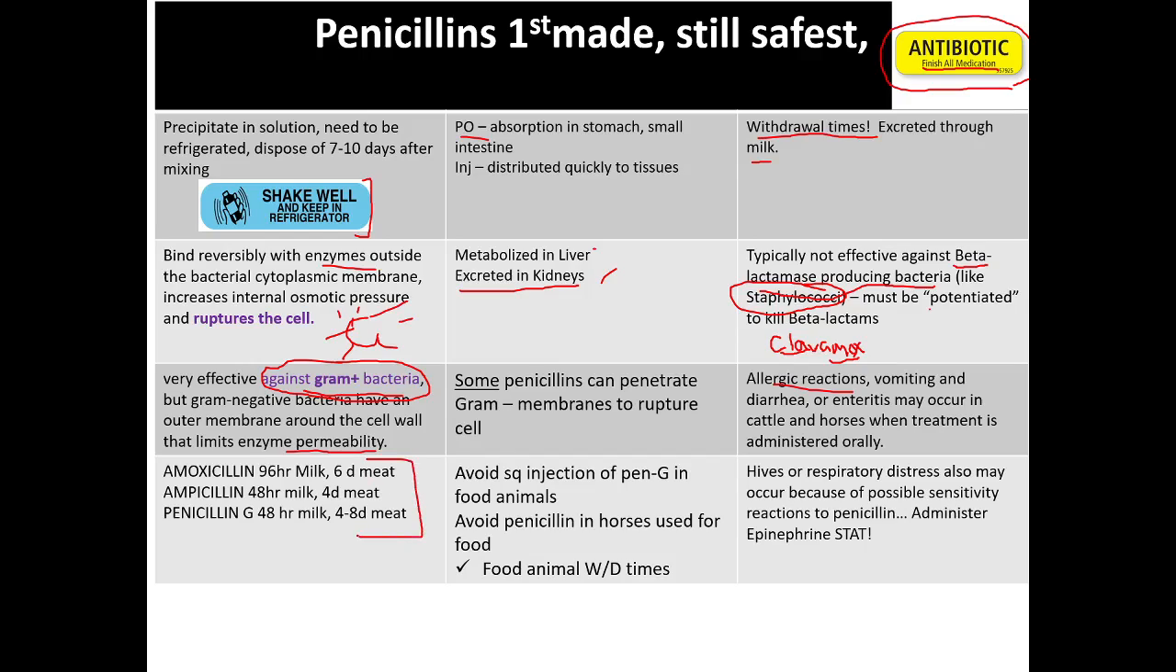Here are the withdrawal times. Can be up to a week for meat, 4 days for milk. If it's ampicillin, it's 2 days and 4 days. If it's penicillin G, it's 2 days and 4 to 8 days for the meat.